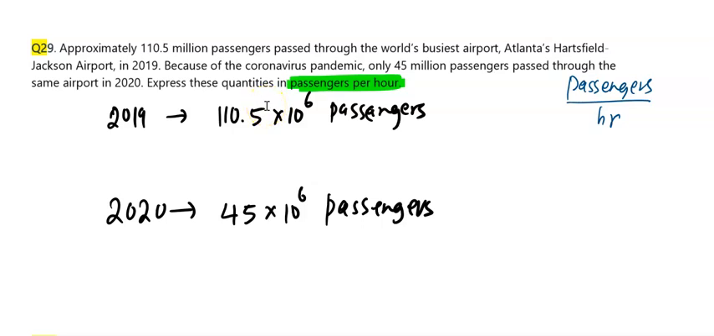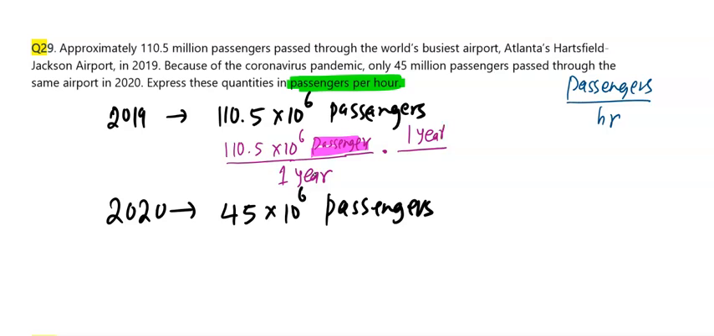So we can write this as 110.5 times 10 to the power 6 passengers over 1 year, because that many passengers pass through in 1 year. Okay, so I have passengers on the top, that's what I want, but I need the hour in the bottom. So I change this year to days first, and 1 year equals 365 days.